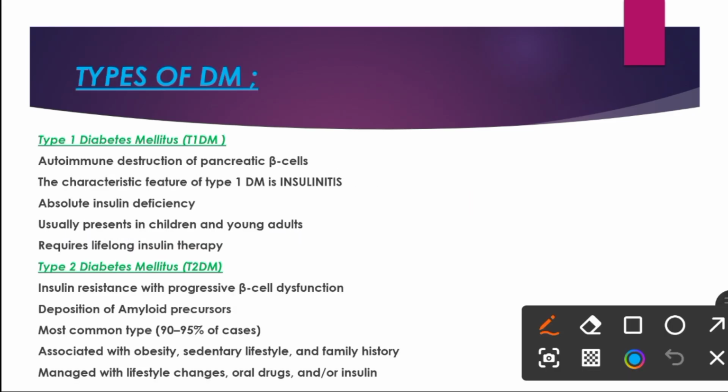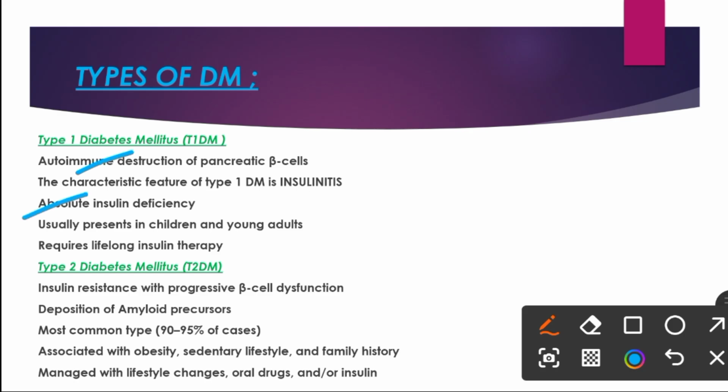Next are the types of diabetes mellitus. First one is type 1 diabetes. Type 1 is insulin dependent diabetes mellitus, and it is also known as juvenile onset diabetes mellitus. In type 1 diabetes, there is autoimmune destruction of the pancreatic beta cells. So when the beta cells are destroyed by the immune system, there will be no secretion of insulin.